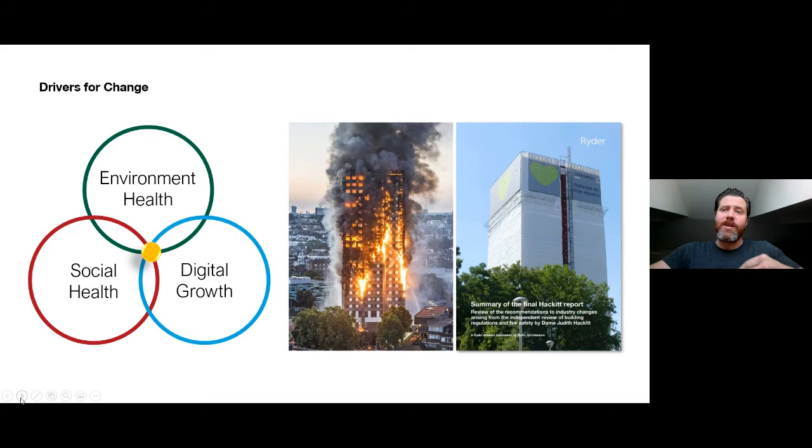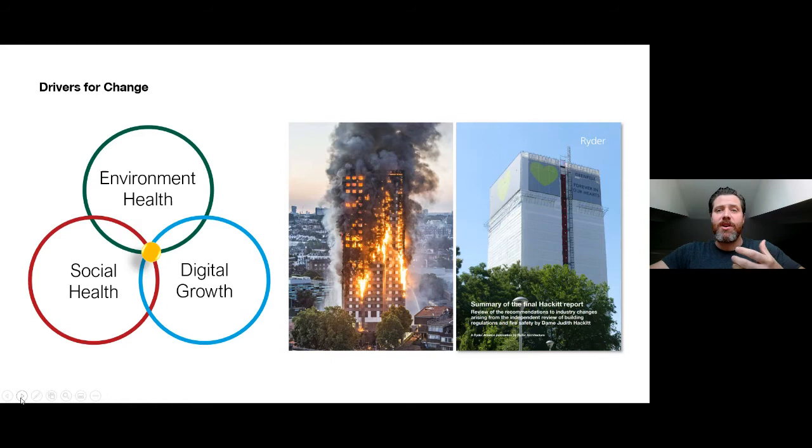It's not just about fire safety. It's a fantastic place to start and it absolutely needs to happen. But it's also about how we capture performance. How do we measure and verify performance in relation to all of the other agendas going on at the moment? So how do we capture value using a golden thread, using information? How do we understand our progress with regards to social health and environmental health?